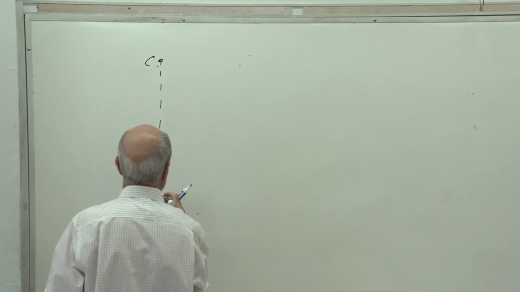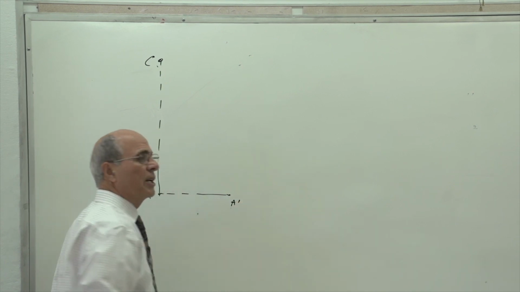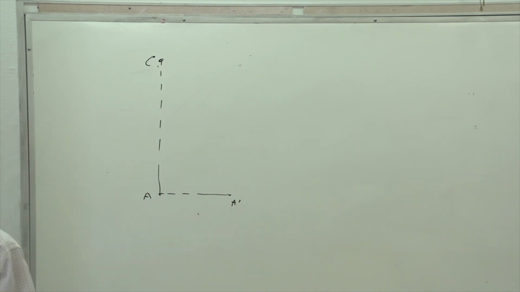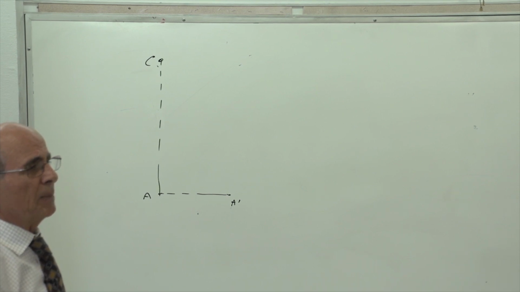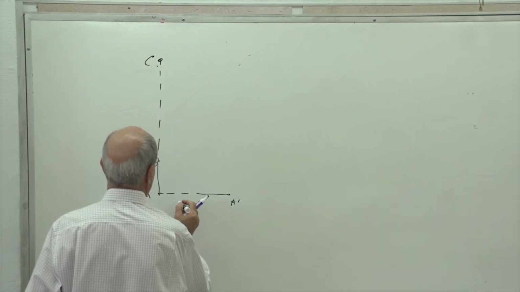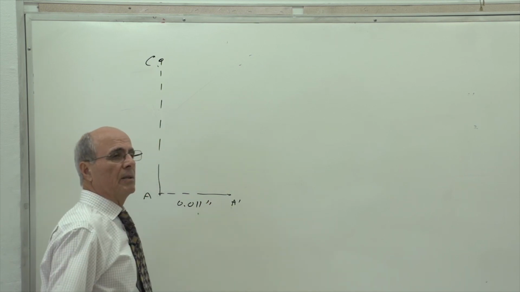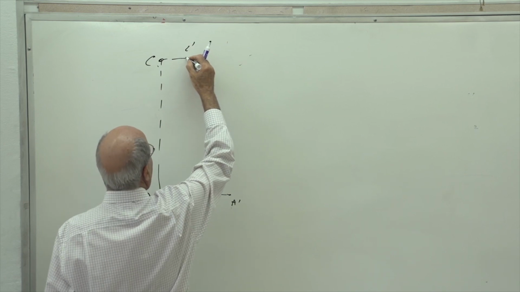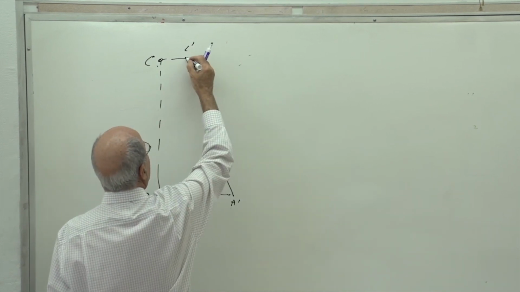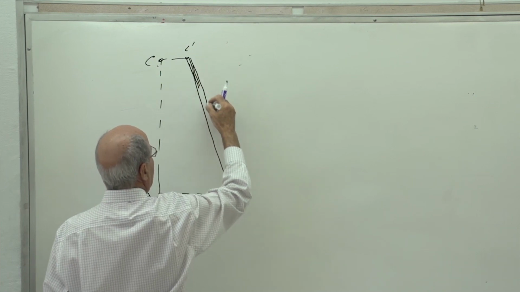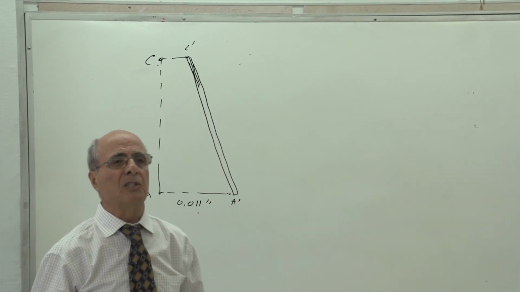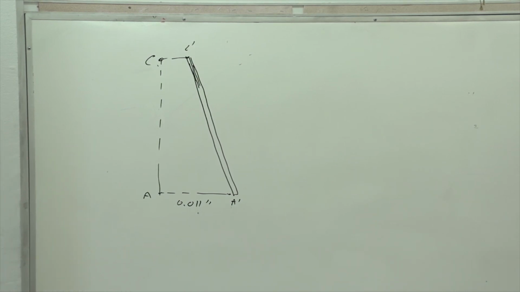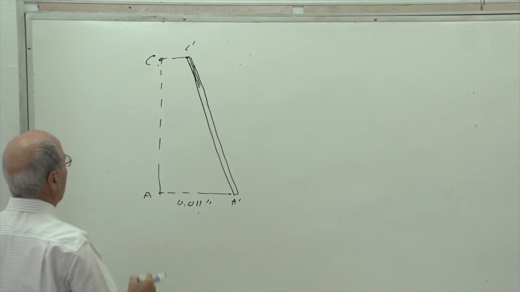This is not to scale, but this A went to this point A prime, correct? And the distance was how much? 0.011. Yes, 0.011 inches. And then this one went half of that. C went to C prime. And this is the location of the rod. You can do it any way you want to. That's the location of the rod after this displacement. Yes or no? Because this wire goes longer, so this goes longer. It becomes like that. Is that correct? All right. Where is point E, though?